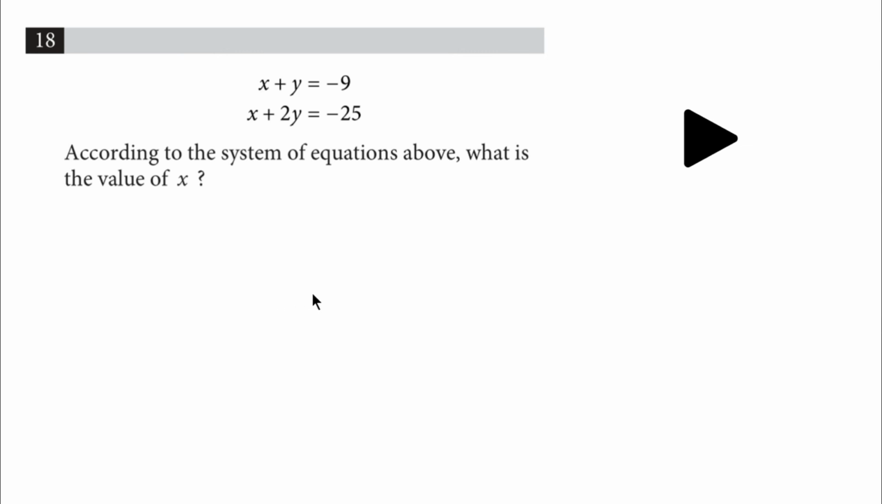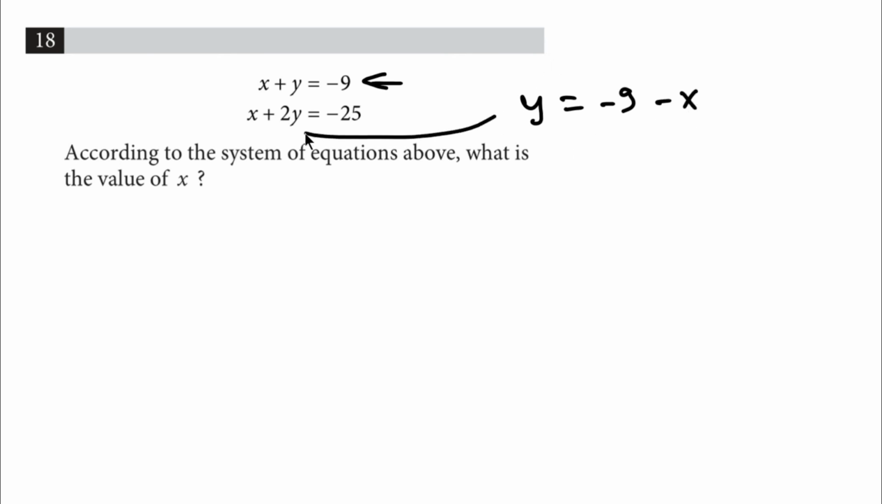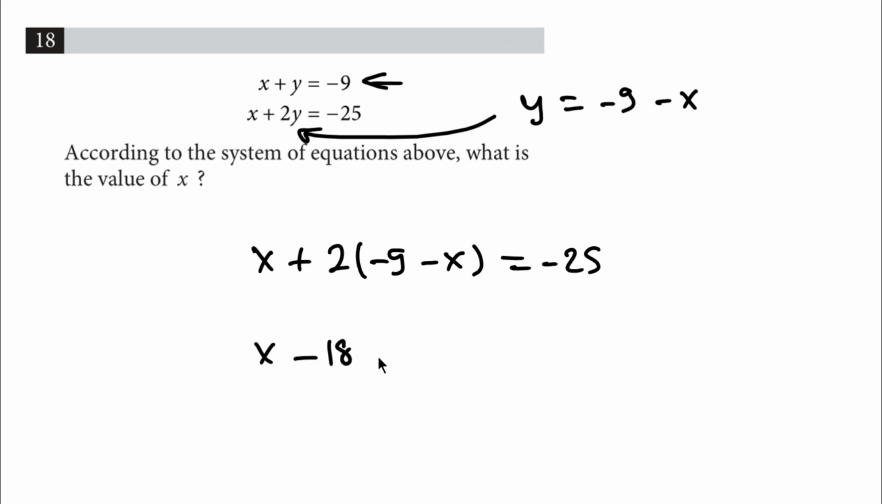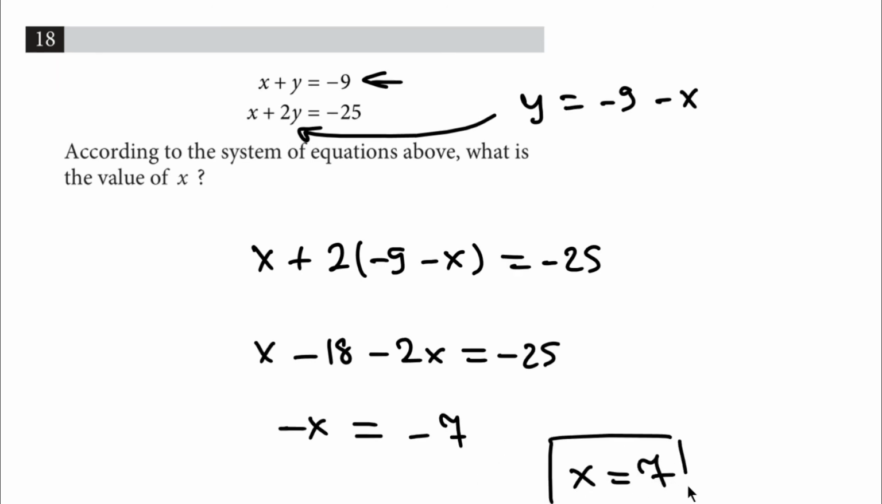It is asking us to find the value of x. Now the way we can easily do this is we can solve for y on the top equation. Y is equal to -9 minus x. Now let's plug this y right here. X plus 2 times (-9 minus x) is equal to -25. Let's open up the parentheses. X minus 18 minus 2x is equal to -25. Negative x is equal to -25 plus 18, which gives me -7. Therefore, x is equal to 7. So this is the correct answer.